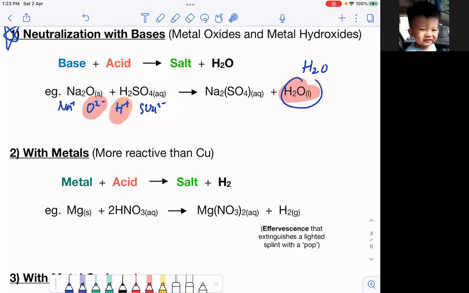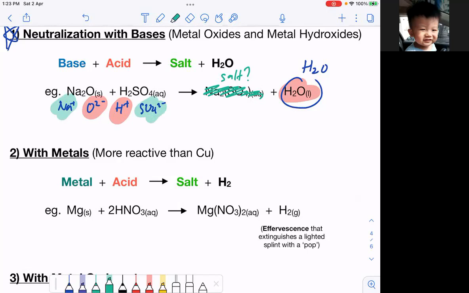This salt, originally we don't know what kind of salt it is. Using some common sense, who must have contributed to the salt? Who have I not highlighted? The what and the what? Na plus and SO4 2 minus must become my salt.